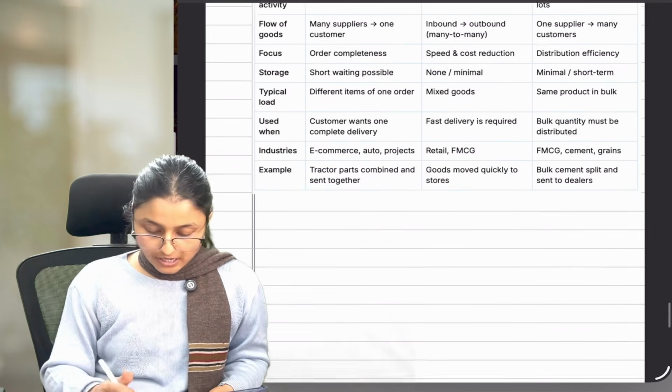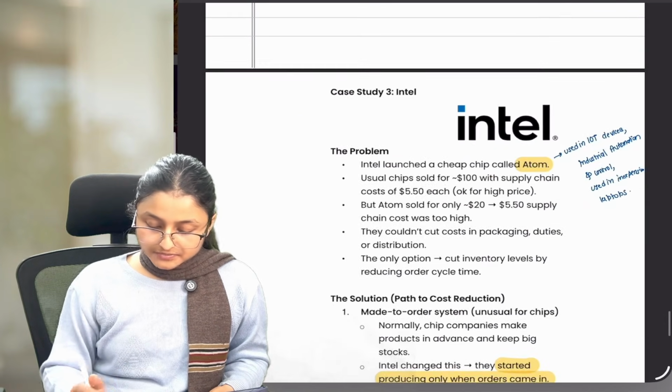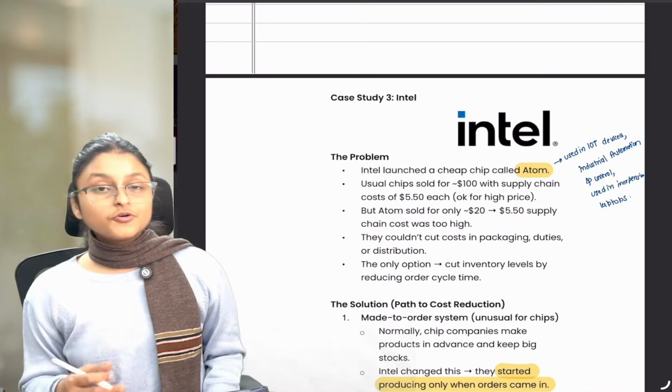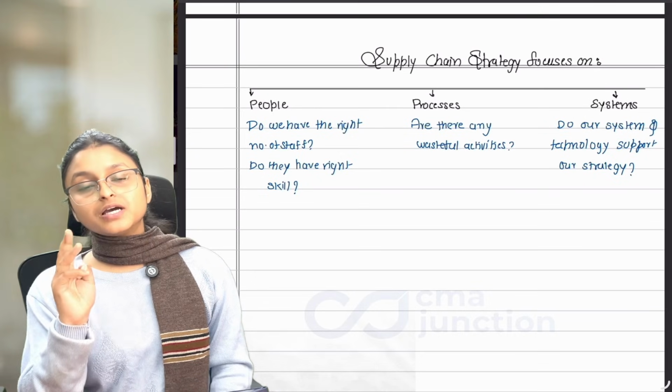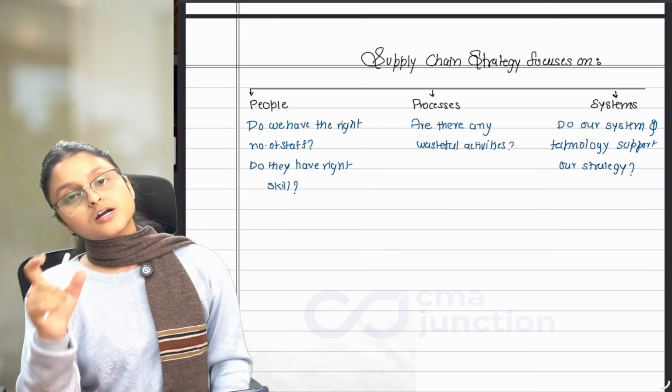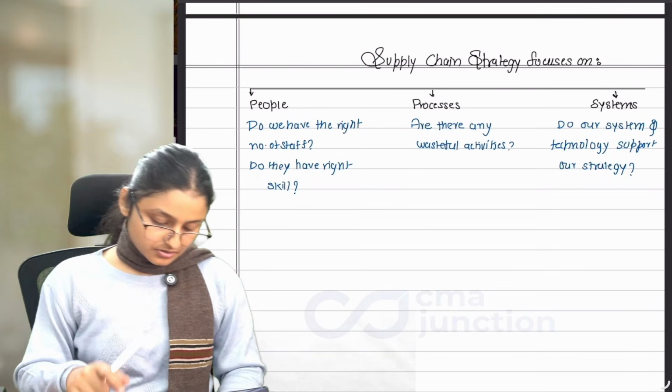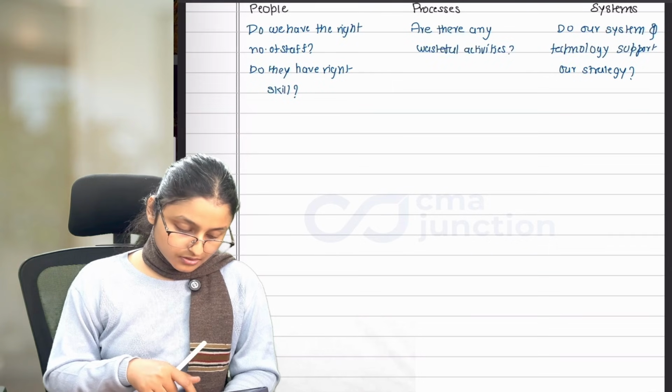Done. Now, after this comes the case of Intel. But before studying about Intel, let's just write the 3 important things which we understood, that is cross dock, break bulk and merge centers. We'll write it in short.